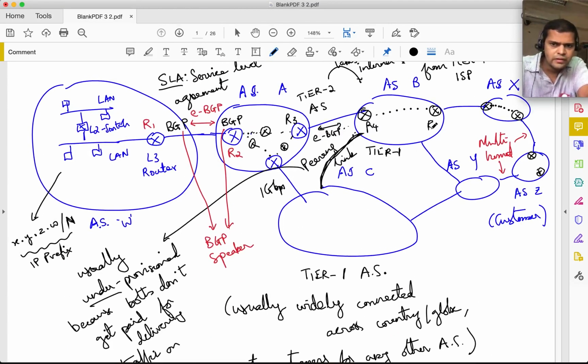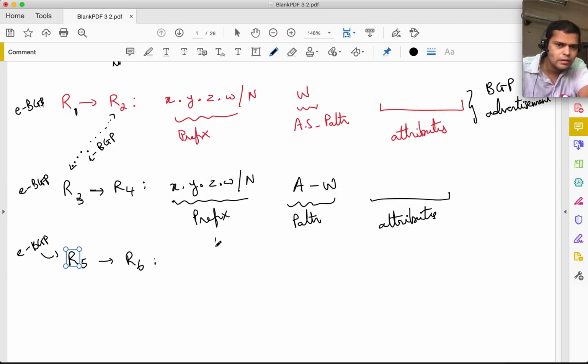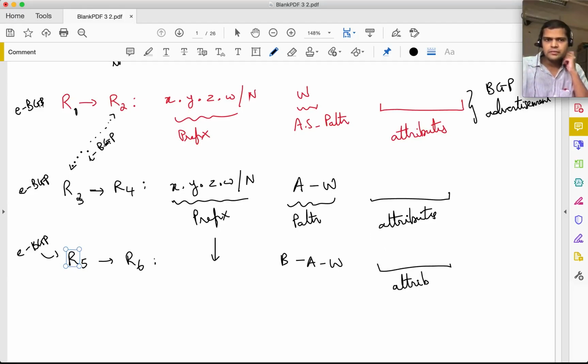This could be R5 telling R6, also over Ebgp. Okay, it will say the same thing, but the path gets longer, and essentially you put the autonomous system numbers here and then the attributes. So as you're going further and further away from autonomous system W, the AS path is getting larger.